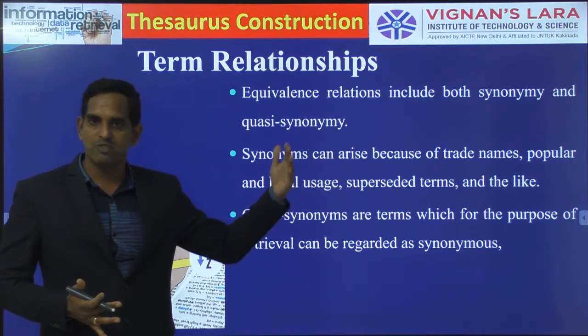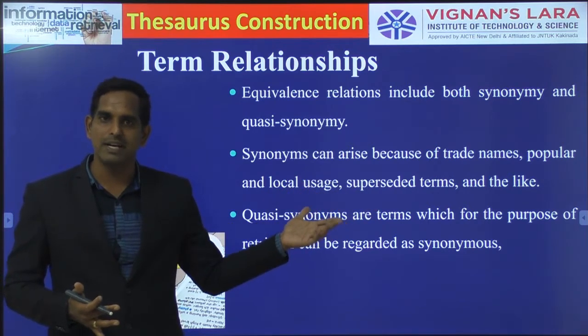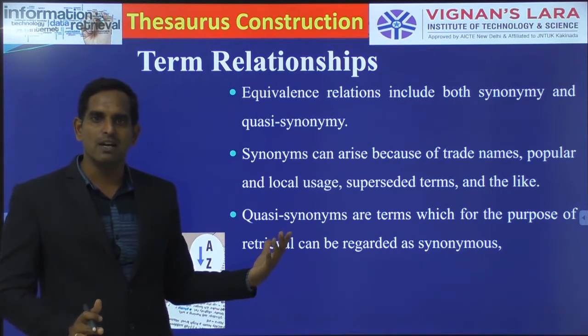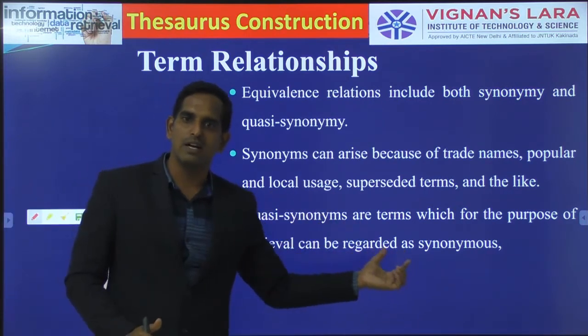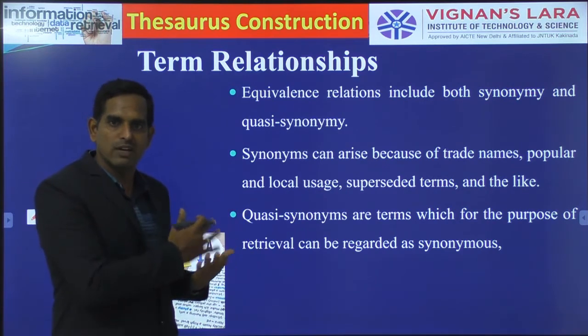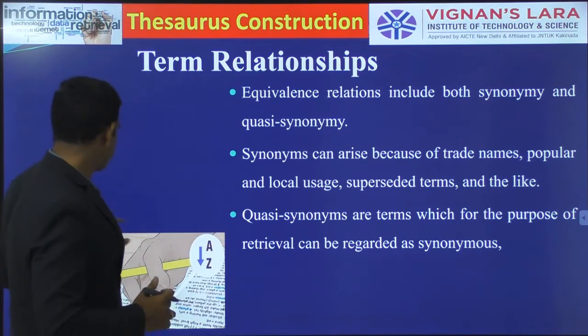Synonyms are related terms with a similar meaning. Quasi-synonyms are those which don't have the same meaning, but they can be helpful for retrieval purposes. That is, they are related terms, but only for retrieval purposes.